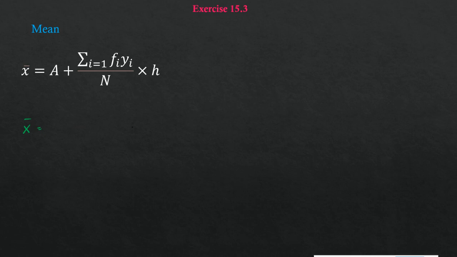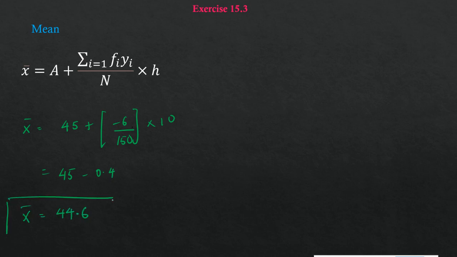It is going to be 45. 45 is going to remain the same. So it is going to be 45 plus minus 6 divided by 150 multiplied by 10. You will be getting the answer as the same thing. 45 minus 0.4, x bar is going to be 44.6 again for group B as well.